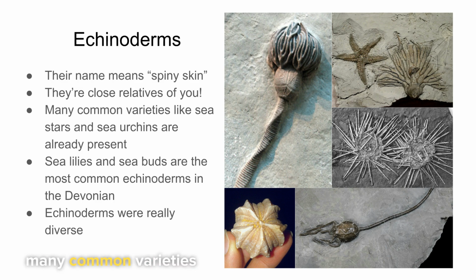And there are still many common varieties that we see today, like sea stars and sea urchins. I have a sea star next to what I'm going to talk about next, which are sea lilies and sea buds. These are the most common echinoderms in the Devonian period. Their stems are what wash up on shore. So brachiopods litter the beaches. So do the stems of these sea lilies and sea buds. It's really hard that I'm condensing this because there's so much weirder and so many other growth forms, but there's only so much time in the world.